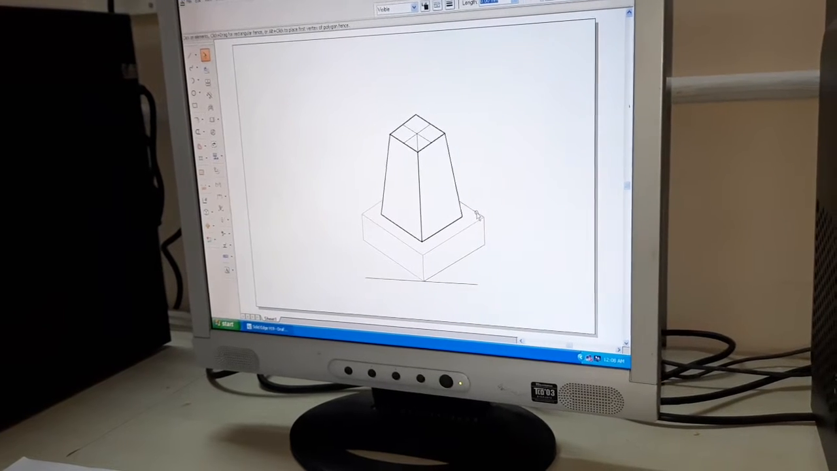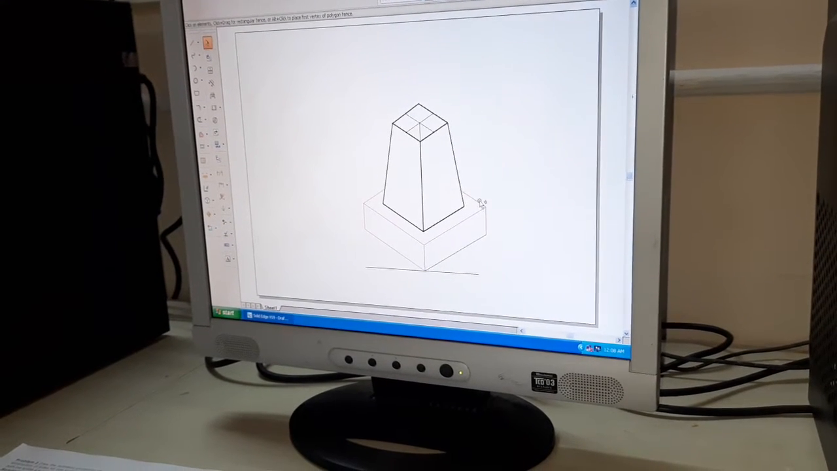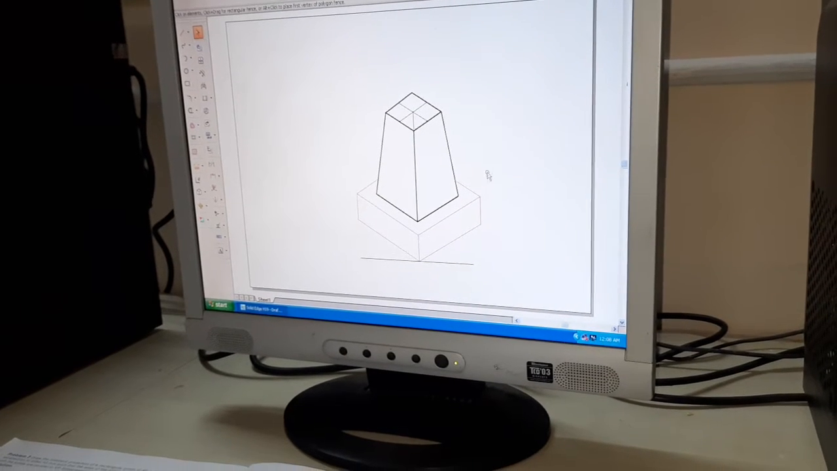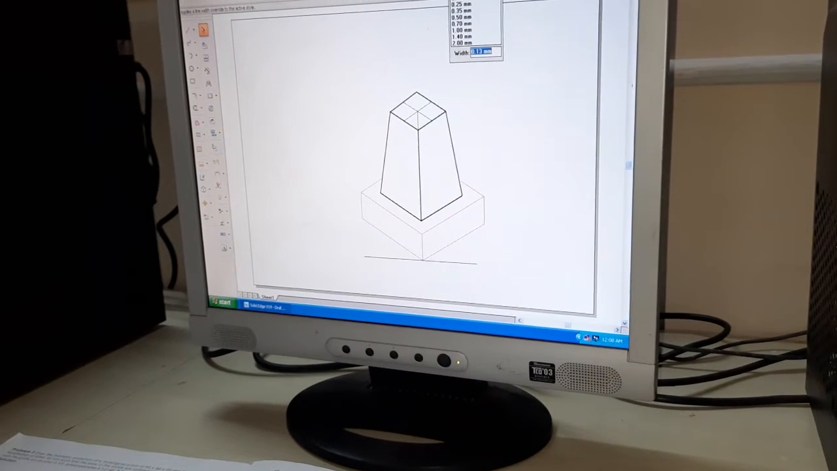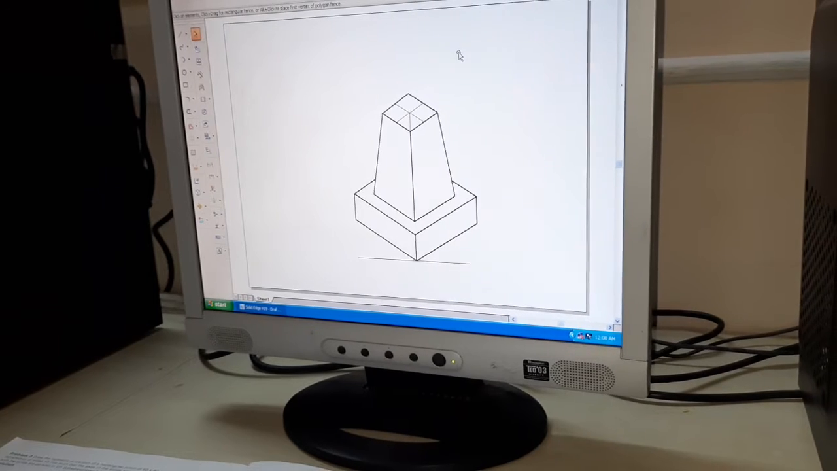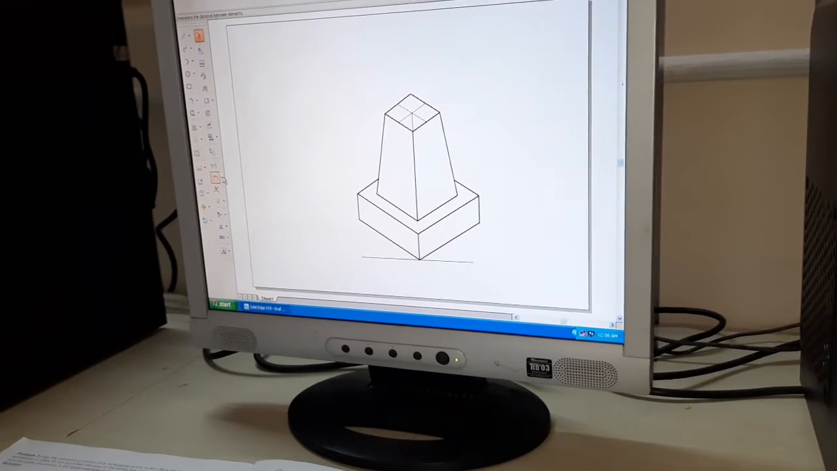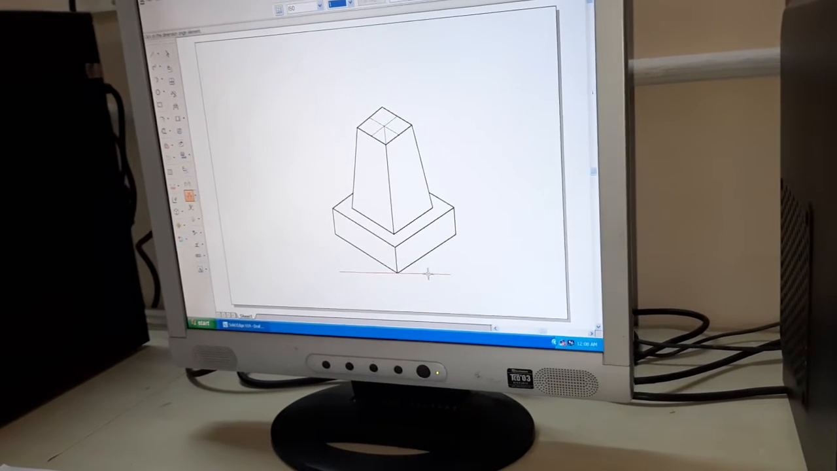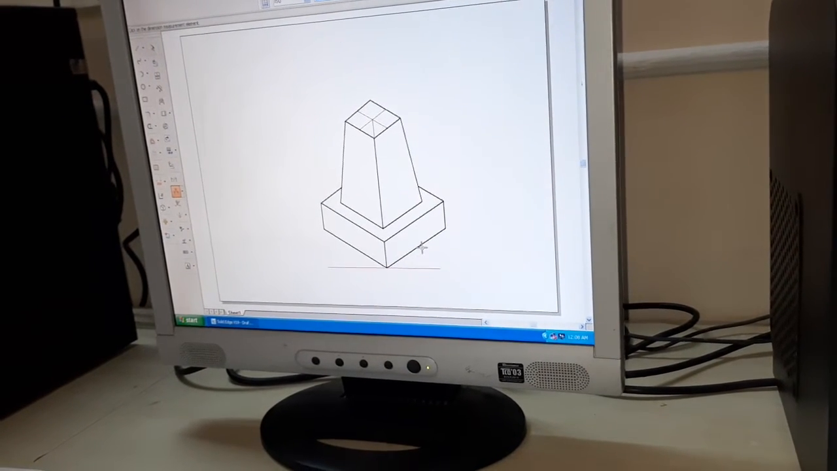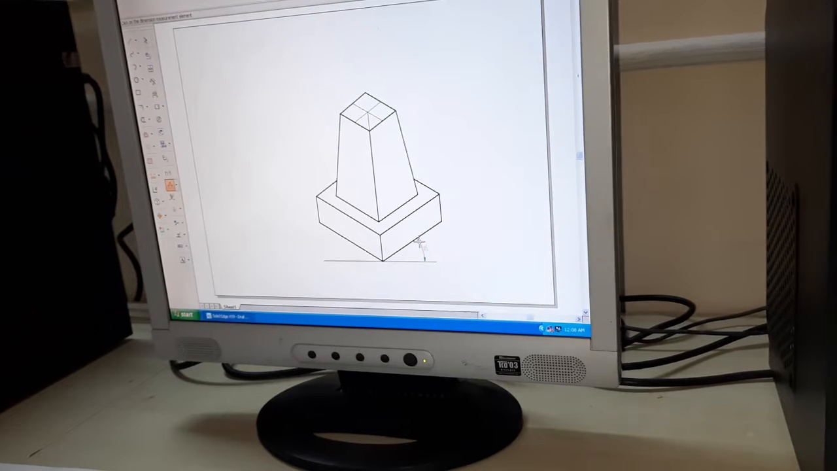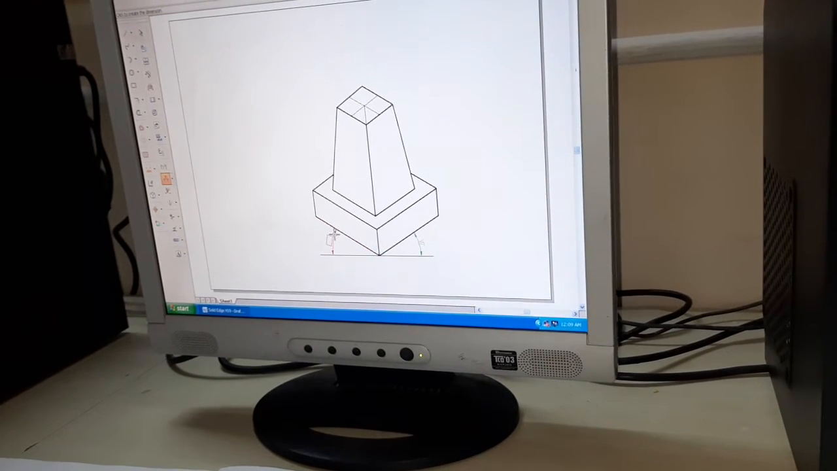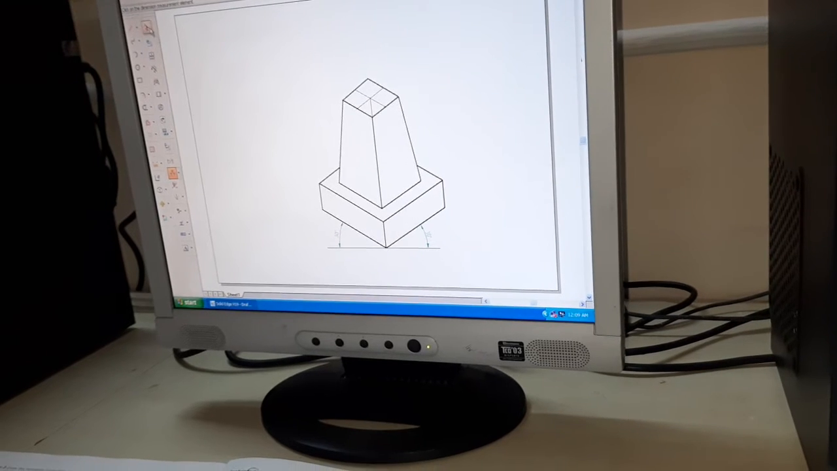Visible portion of the slab, let us make it dark by selecting a thickness of 0.5. Now the combination of frustum of square pyramid on a slab is ready. Let us show the 30-degree inclination, because for isometric projection it is compulsory to show the inclination.